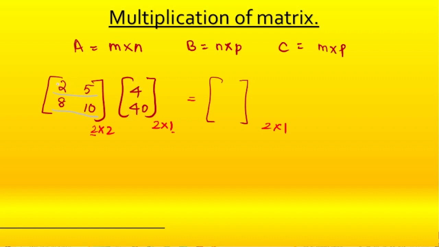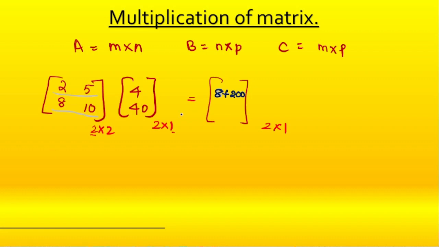So first matrix, first row, first element, you should multiply. Suppose 2 into 4, you have to multiply. 2 4s are 8. If the color is not visible, I'll use another color so that it will be visible. So 8. Next, 5 into 40 you have to do. It is going to be 200. Plus 200 you have to put.